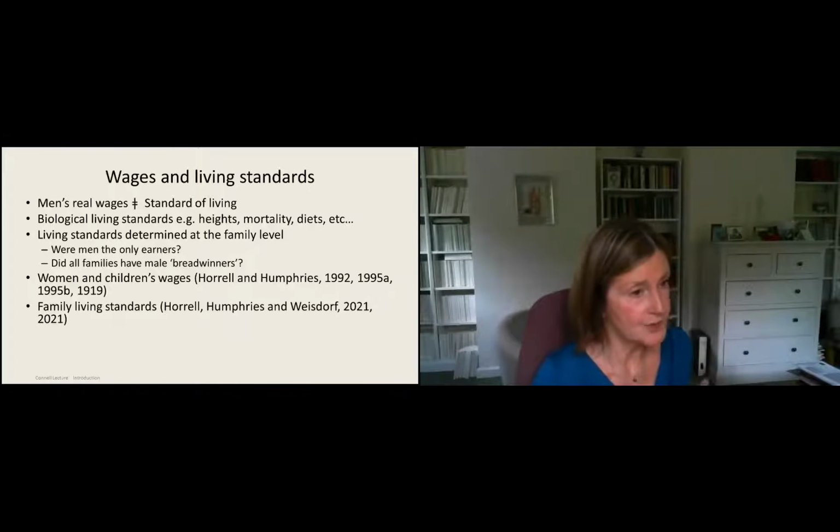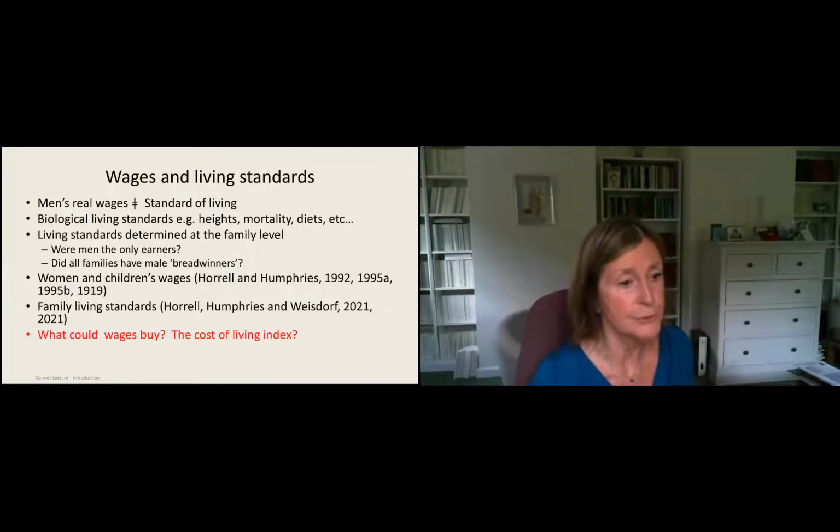So some of my work really has been devoted to trying to broaden out from men's real wages to family living standards. And in fact, two recent papers written with Sarah Horrell and Jacob Weisdorf, have tried to pull together a lot of work on women and children's and men's wages to establish family living standards. These papers are in Past and Present and forthcoming in the Economic History Review.